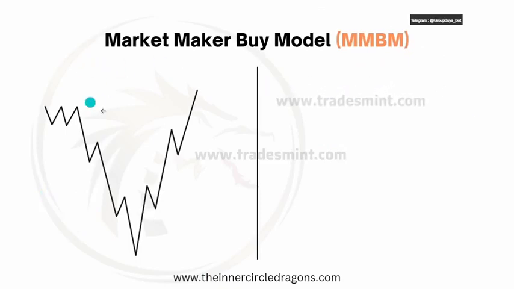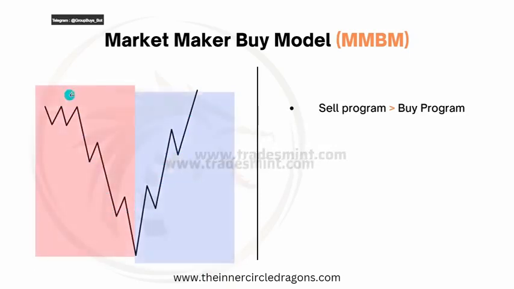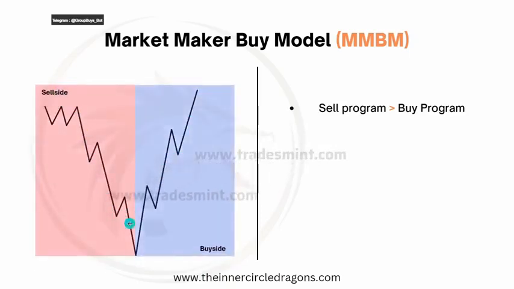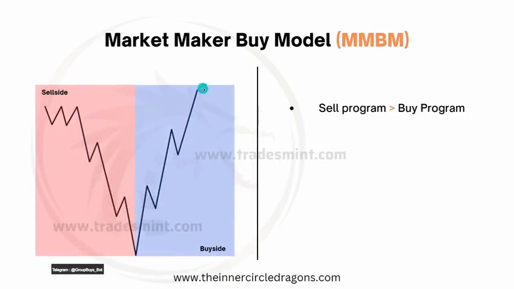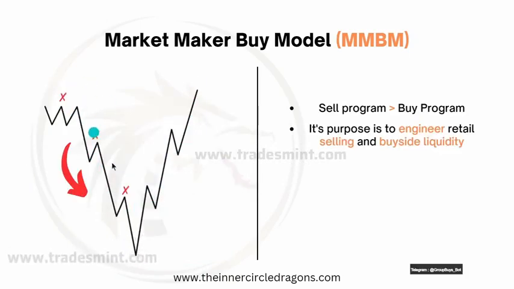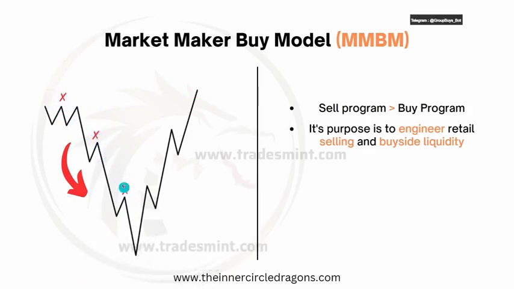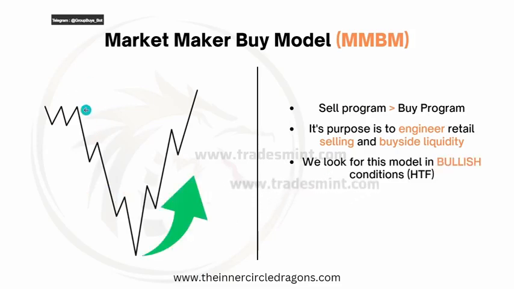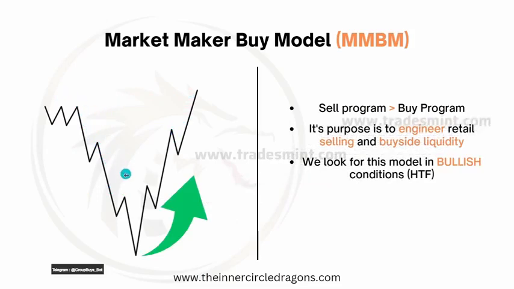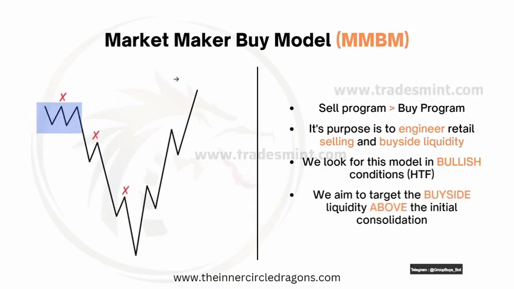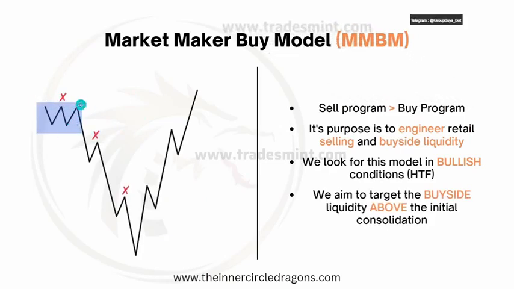The market maker buy model is obviously the reverse of the market maker sell model. So we have our sell program in order to go back higher with our buy program. Its purpose is to engineer retail liquidity in the form of buy stops above these short-term highs as the market retraces lower. We look for the market maker buy model when the higher time frame draw is bullish. We are retracing lower to go back higher. We aim to target the buy side liquidity above the initial consolidation highs.